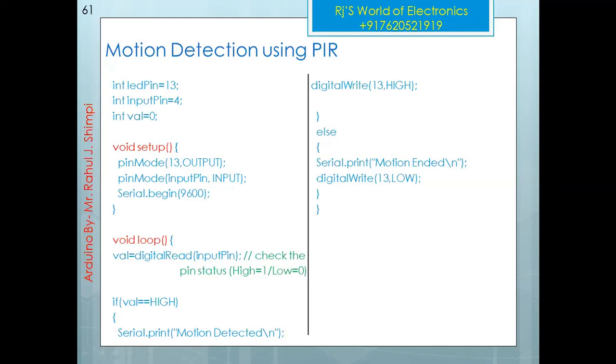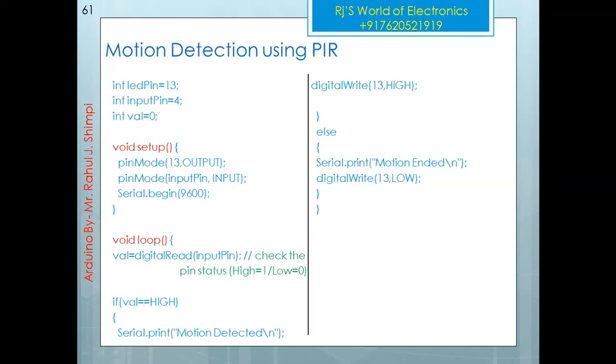So if motion is present, it will glow the LED. So for that, we have written here digitalWrite 13, comma HIGH. So it will glow the inbuilt LED which is connected at pin number 13.